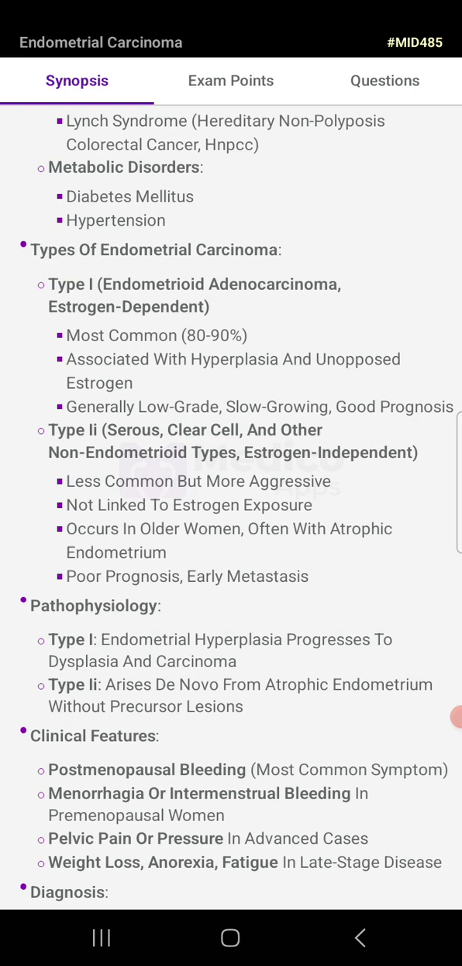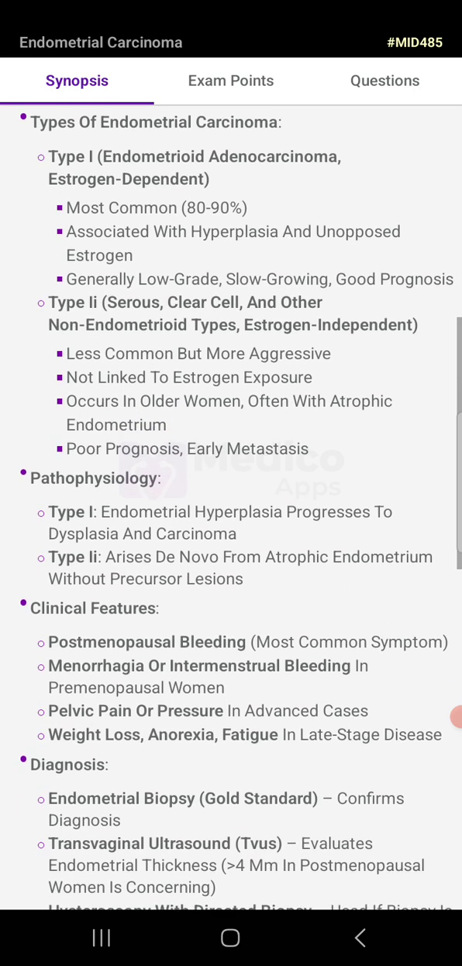Type 2: serous, clear cell and other non-endometrioid types, estrogen independent. Less common but more aggressive. Not linked to the estrogen exposure. Occurs in the older women, often with the atrophic endometrium. Poor prognosis and the early metastasis.